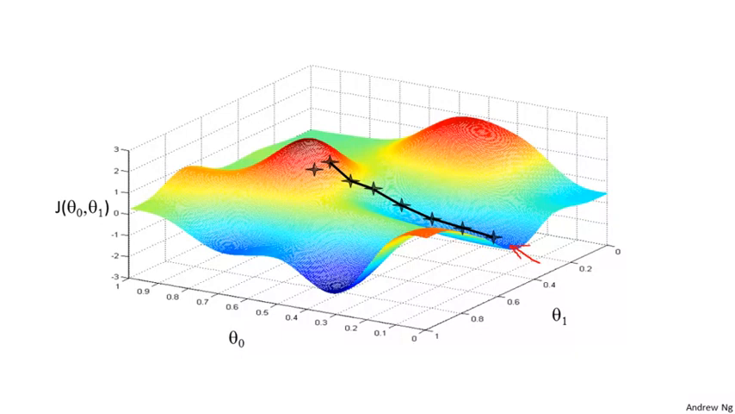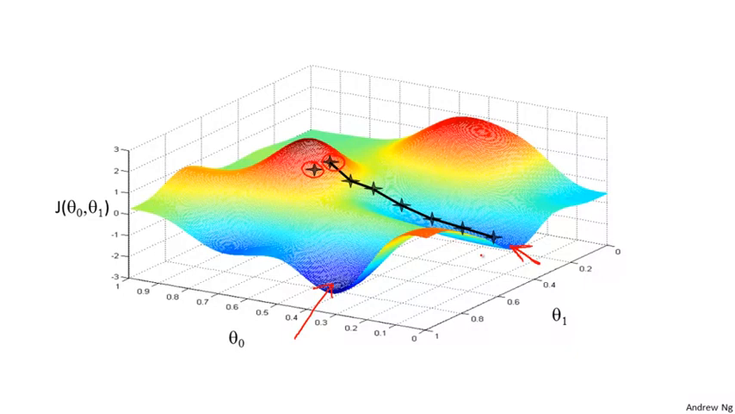So if you had started at this first point, you would have wound up at this local optimum. But if you started in a slightly different location, you would have wound up at a very different local optimum. And this is a property of gradient descent that we'll say a little bit more about later. So that's the intuition in pictures.